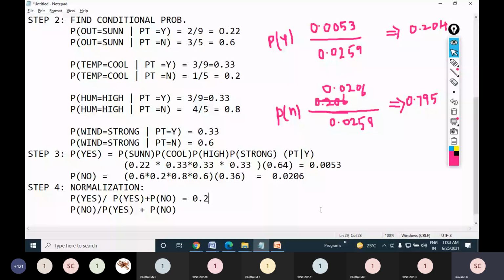Now look at the numerator. P of no is 0.79, P of yes is 0.2. So which one is greater, sir? Which one is greater? Probability of no is greater than probability of yes. 0.79 is greater than 0.2, and hence this fellow will not go for playing tennis. So the answer to playing tennis is no.